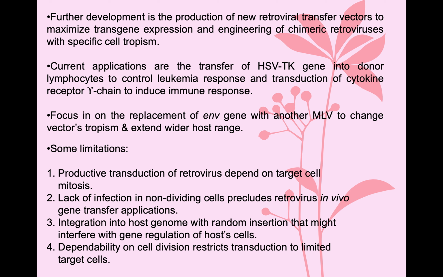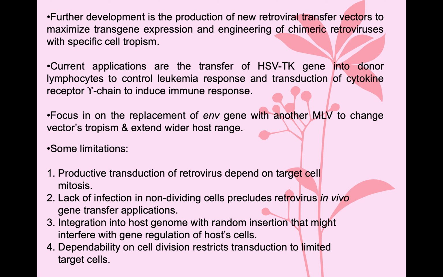So, of course, further development has been done. This is to produce new retroviral transfer vectors to maximize transgene expression, and of course to make sure that chimeric retroviruses could also be engineered with specific cell tropism, which means that it depends on the cell's condition, environment, and stimulus. So the current applications up until now are for the transfer of the HSV-TK gene into donor lymphocytes to control leukemia response, and of course transduction of the cytokine receptor beta chain to induce immune response.